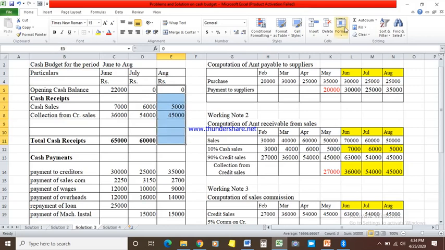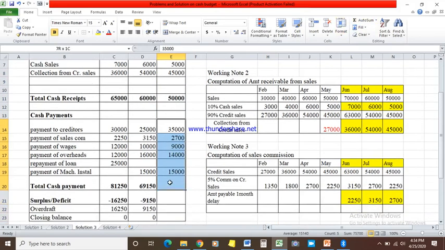Next, again when we take the total, 50,000 is the cash receipt, cash payment 75,700. So again we are having a negative balance of 25,700. Again the firm has to make an adjustment for overdraft facility during that particular period.